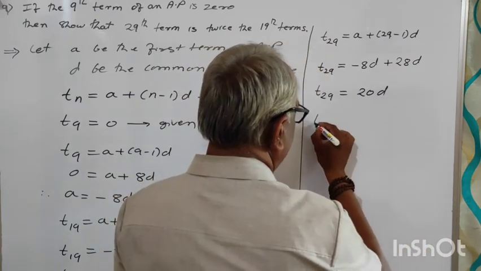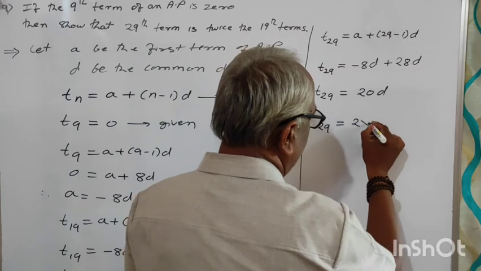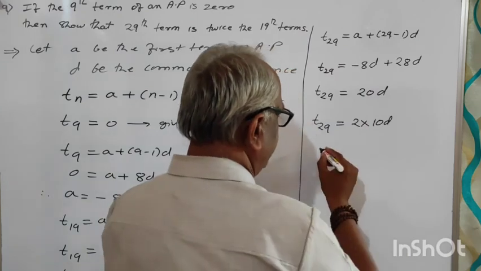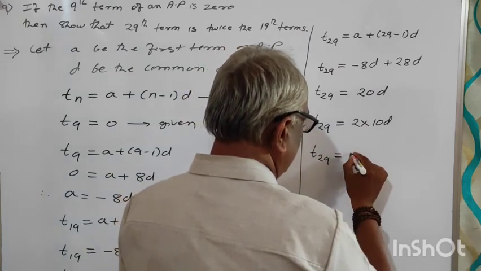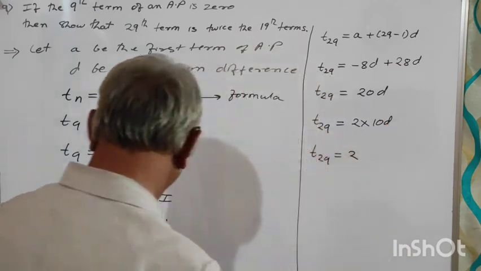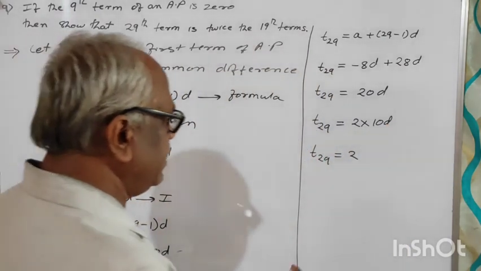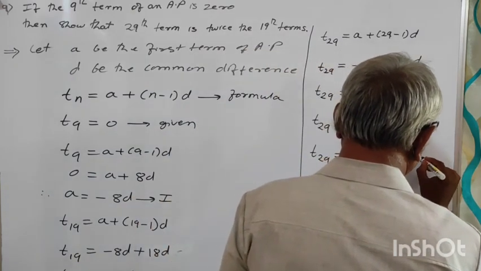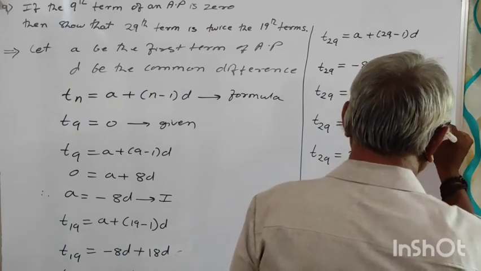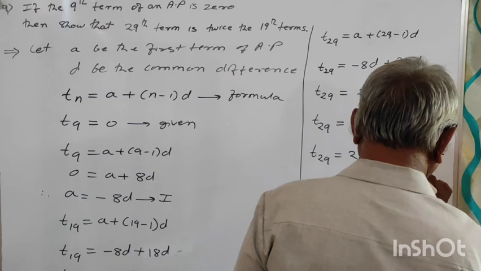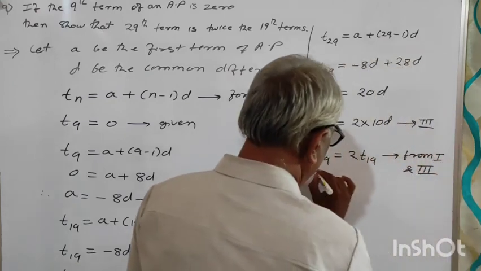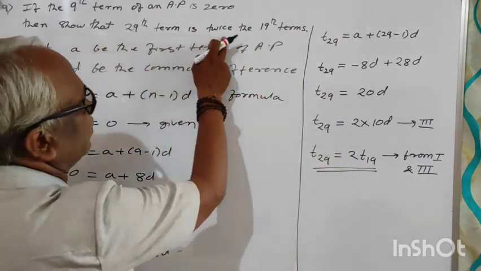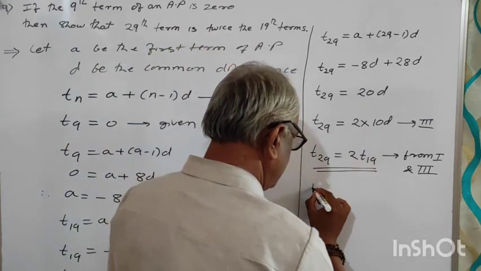Now if I write it this way, T29 is equal to 2 into 10d, that is 2 tens are 20. Now T29 is equal to 2 into this 10d, which is T19, from equations 1 and 3. So whatever is told here, show that the 29th term is twice the 19th term, is shown.